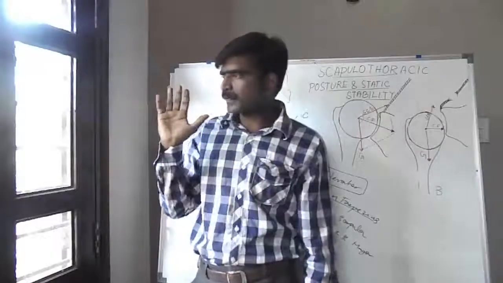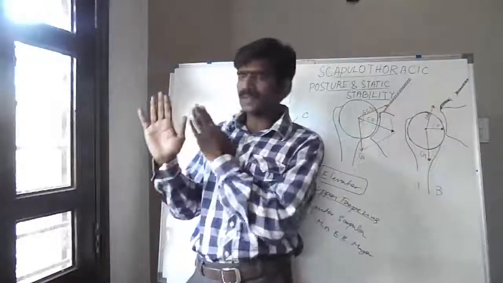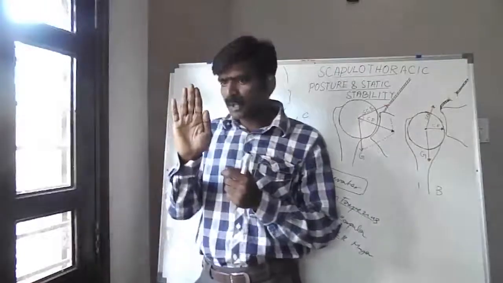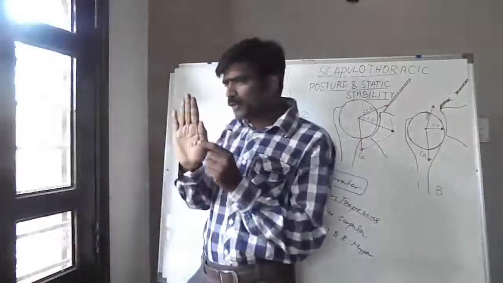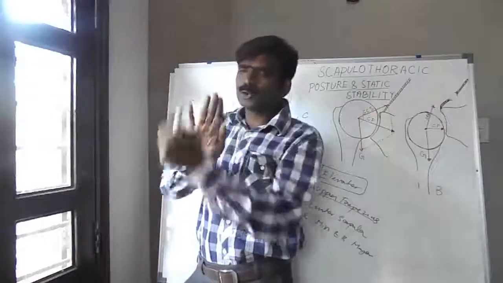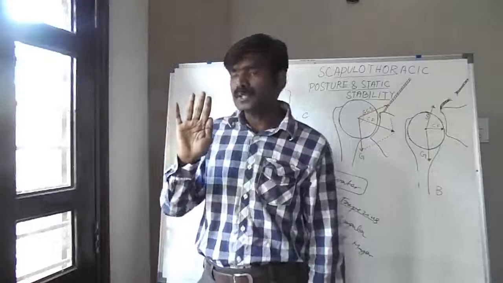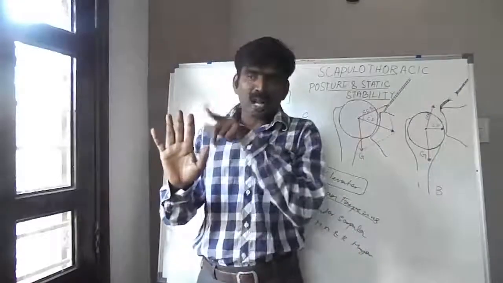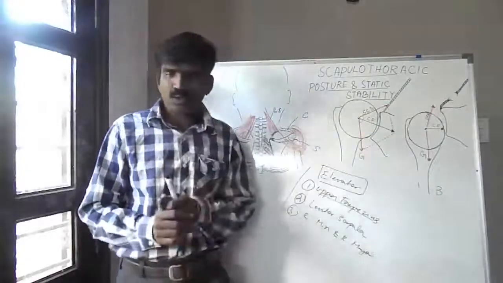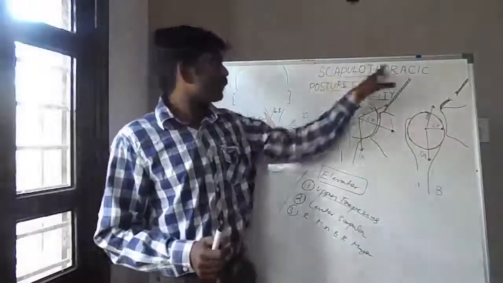I am showing the posterior surface of the right scapula. Clear? So this is elevation of the scapula, this is retraction, and slight upward rotation, that is, the glenoid fossa should face slightly upward. So this is the ideal posture of the scapula. This ideal posture is maintained by the elevators of the scapulothoracic joint. Clear? That is called the scapulothoracic posture.